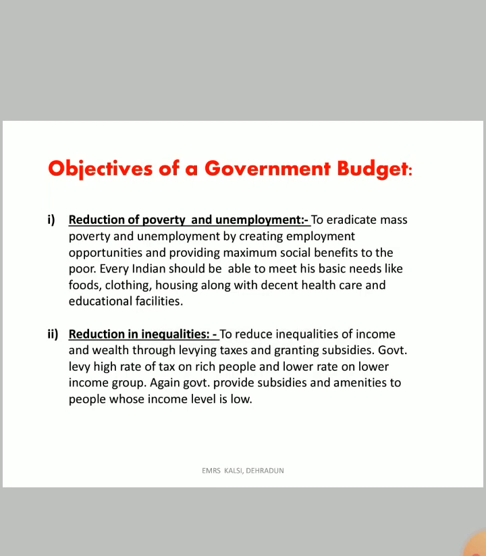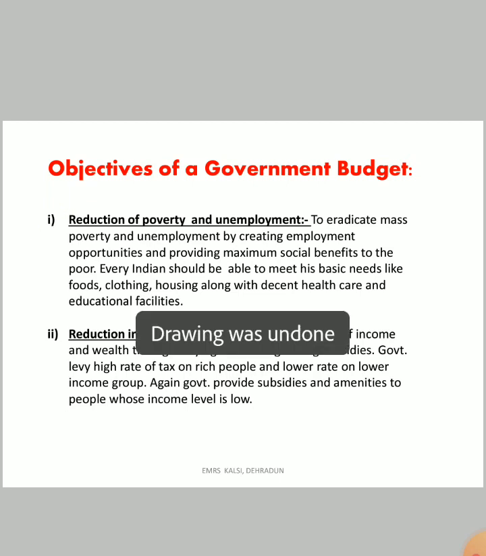And for the implementation of these programs, government requires money, revenue. So whenever the budget is presented, a few schemes are also launched, and every scheme has a corpus amount which government decides for that. So one of the major and most important objectives of government budget is to reduce poverty and unemployment.